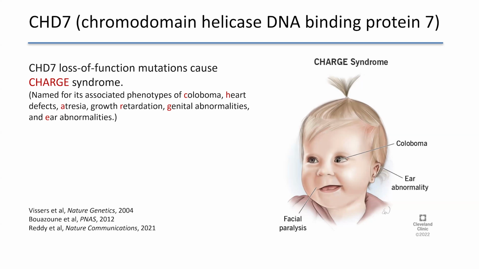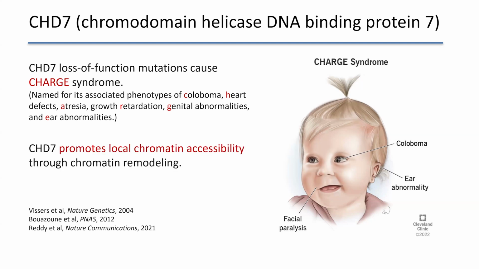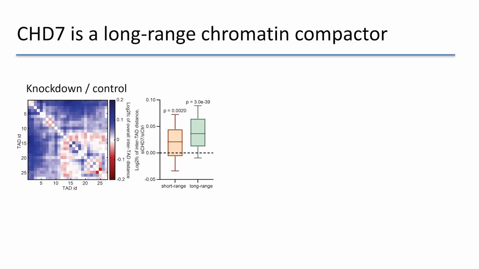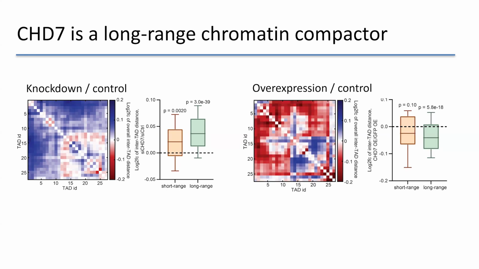CHD7 loss-of-function mutation causes CHARGE syndrome, which is a rare but severe congenital disorder. The known function of CHD7 is as a chromatin remodeler that can promote local chromatin accessibility through chromatin remodeling. Our work unexpectedly identified that at a long range, CHD7 is a chromatin compactor. We validated this result by both knockdown and overexpression. We further validated this result in different cell backgrounds and genomic contexts. So CHD7 has contrasting 3D genome organization effects at short and long ranges.